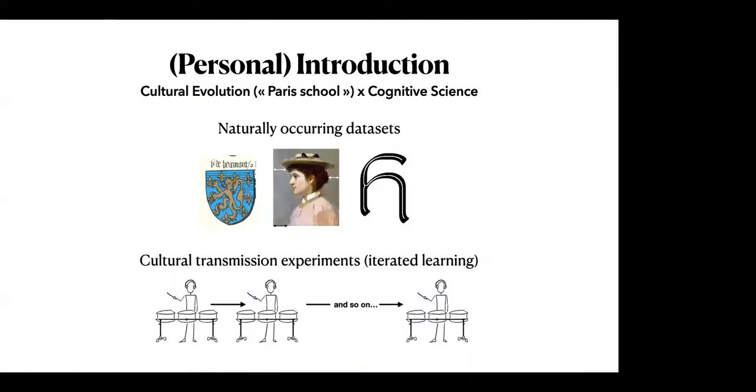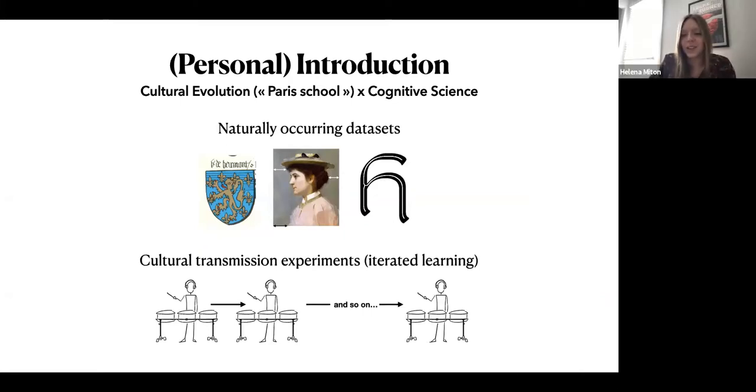So I thought I would just start with a bit of a personal introduction because I haven't met all of you yet. I did my PhD in cultural evolution, but in a cognitive science department, and my work is usually classified as part of the Paris School in cultural evolution, for those who have those kinds of marks or habits about how cultural evolution is parsed out as a field. I've worked a bunch on naturally occurring data sets, including coats of arms, artworks, and portraits in particular, and also writing systems and how complex letters are.